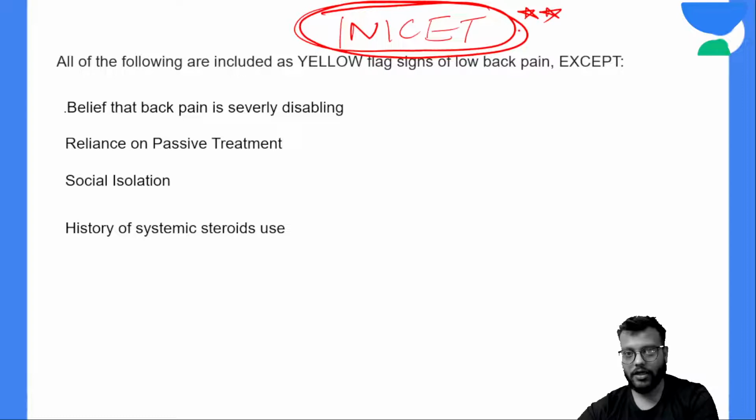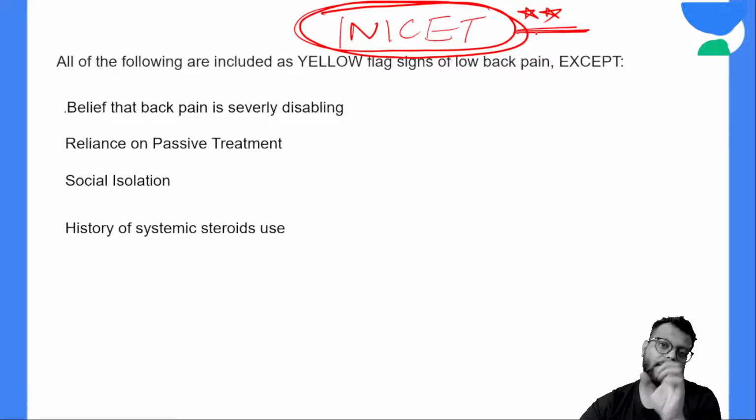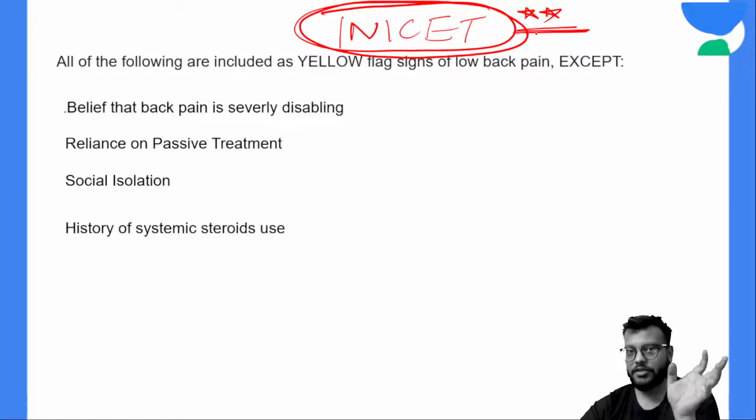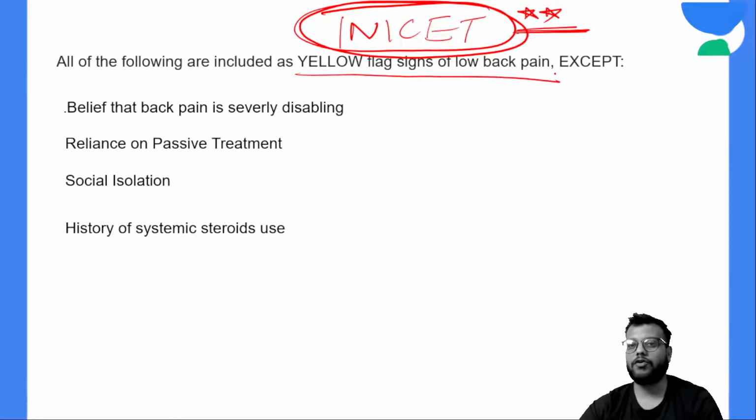Okay, so INICET में ऐसे ही होता है कि question topics are repetitive, just they change the thing that they want to ask, or some options and the question framing, but the topic or the subtopic is the same. So all of the following are included as yellow flag signs of lower back pain, except. Here are your 15 seconds.